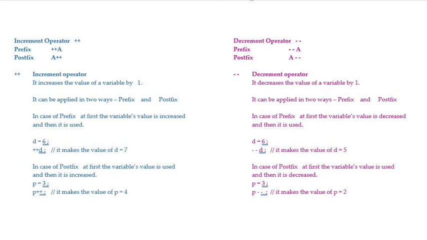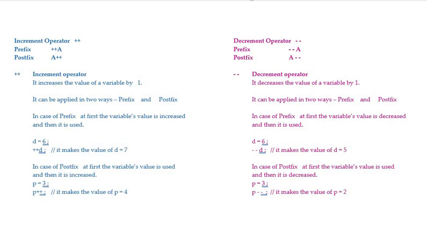Now, there is one operator called the increment operator, which has a symbol of plus plus, that means two plus signs side by side, and one operator called the decrement operator that has two minus signs side by side. There is no space in between.